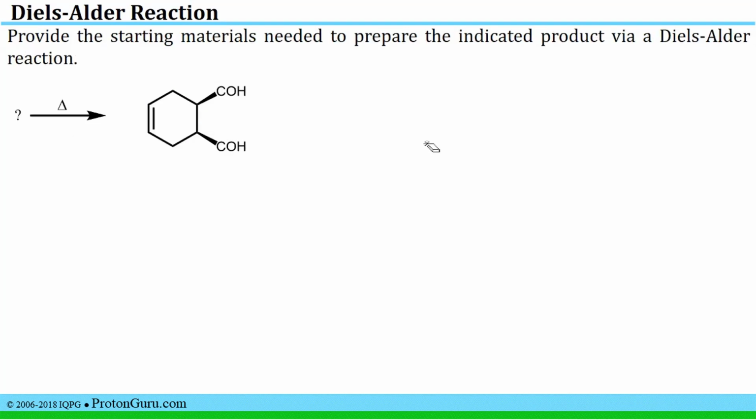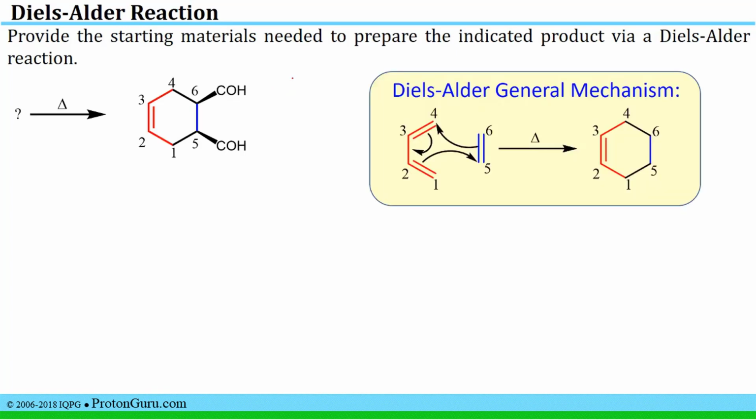Another kind of common Diels Alder reaction problem is one where you are shown a particular product and asked which starting materials you would need to prepare that indicated product. And again, it's always instructive to jot down the general Diels Alder mechanism and figure out where the different pieces come from. The diene will always provide you with the unit where there's a double bond formed between carbons 3 and 2.